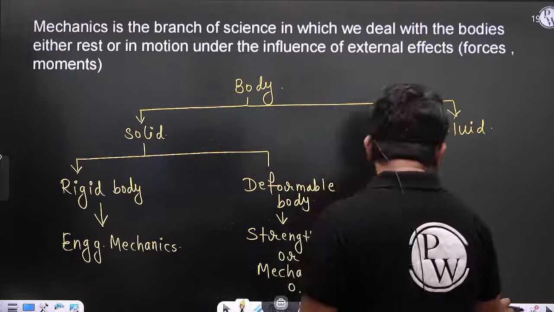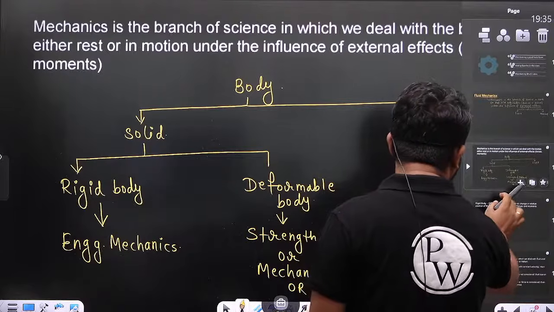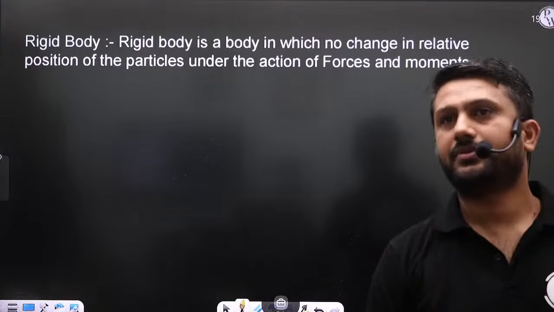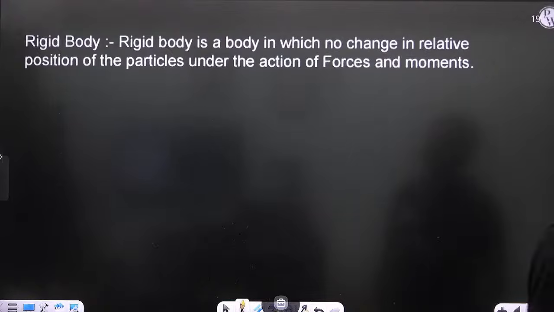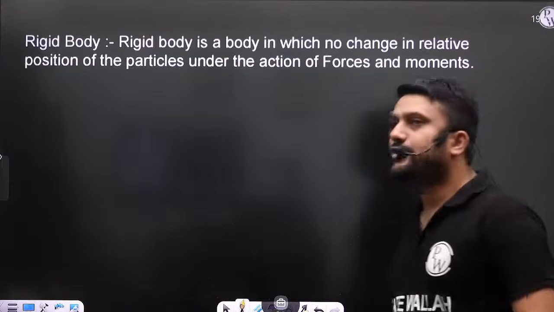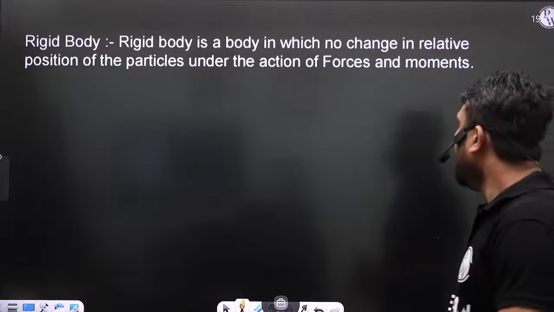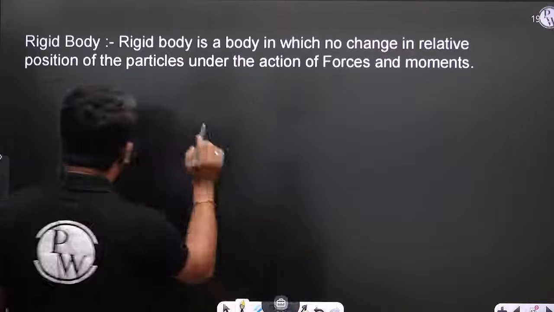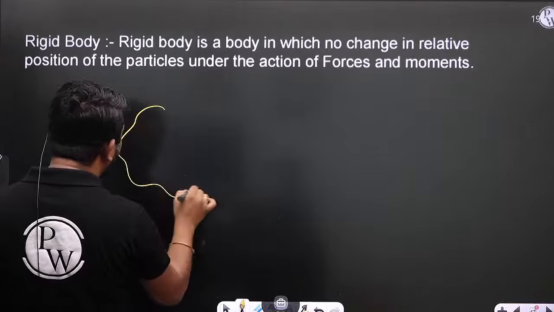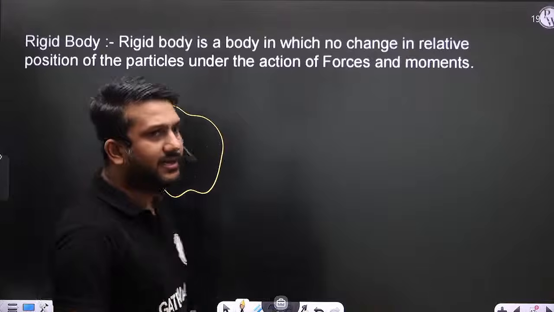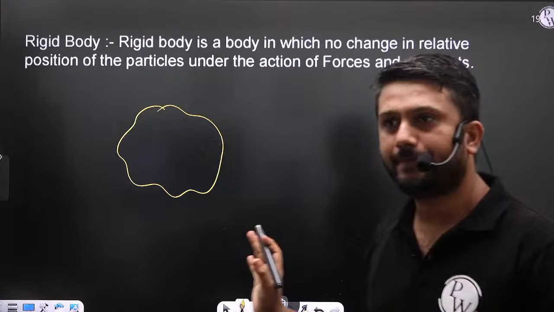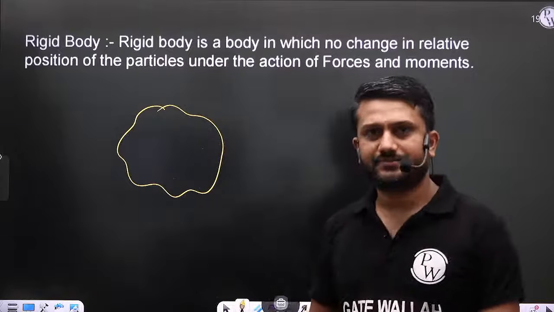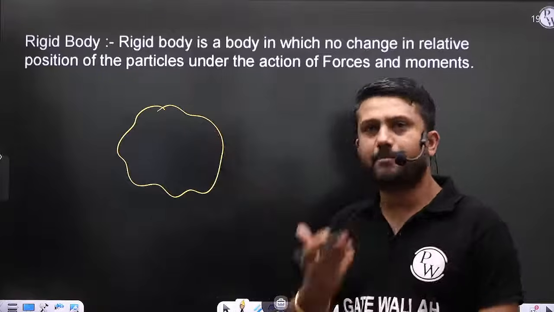Okay. Now see, if I'm talking about the rigid body, what is a rigid body actually? Rigid body is a body in which no change in relative position of the particle under the action of forces and moments. So let us consider a random body. This body consists of a number of particles.